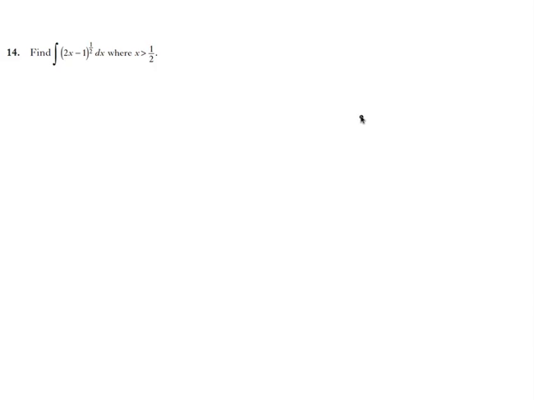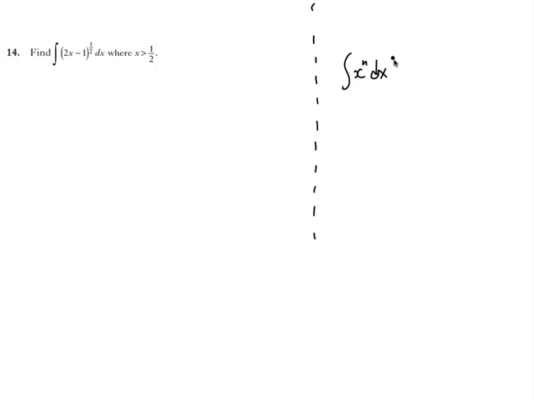So this is question 14, paper 1, 2012 higher maths, and we're given an integral of something to the power half. And just a little reminder of some facts about integrating.